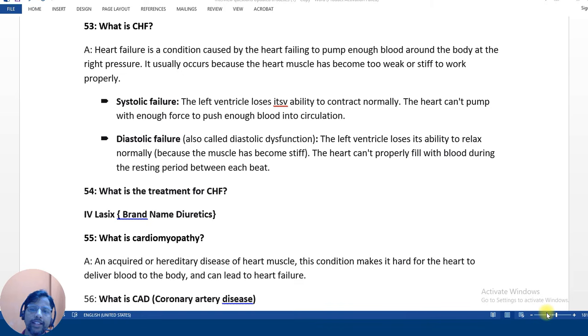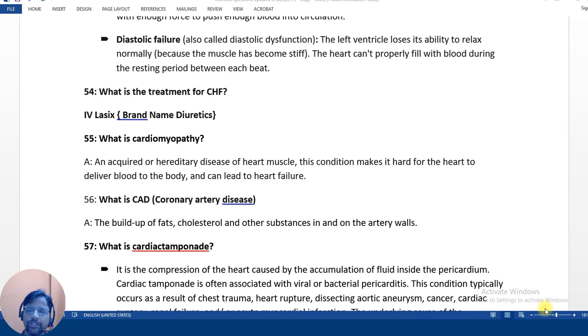Also called diastolic dysfunction, the left ventricle loses its ability to relax normally. So systolic is failure to contract normally, and diastolic is failure to relax normally because the muscle has become stiff. What is the treatment for CHF? If the patient has CHF, the patient will be prescribed IV Lasix, usually diuretics.